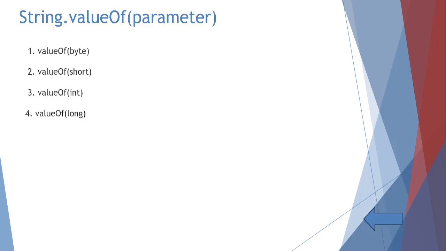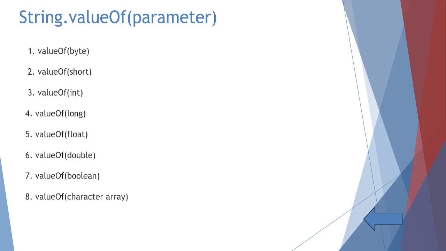Let us see the valueOf method of the String class. If we send a byte as a parameter, that byte value is converted to string, or short we can send, or int, or long, maybe float, maybe double, and boolean. Apart from that, we can send a character array also. The character array will be converted to string. All of them are converted to string. And then valueOf(Object). Also, we will understand in this particular video, but in the next video, it becomes very clear.